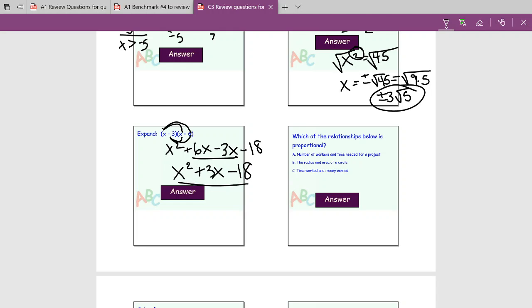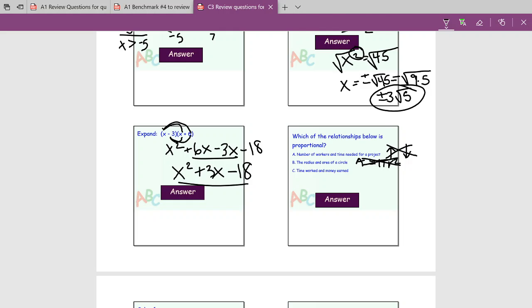All right, which of the relationships below is proportional? Number of workers and the time needed for a project. Well, with that one, if I have more people doing the same project, it's going to take less time. So as I increase my workers, I'm going to decrease time. That's not proportional. Let's see, the radius and the area of a circle. Well, if I think about area with radius, my formula is pi r squared. r squared is not going to give me a straight line. It's going to give me a curve. So that one's not going to be proportional either, since I'm looking for a line through the origin.